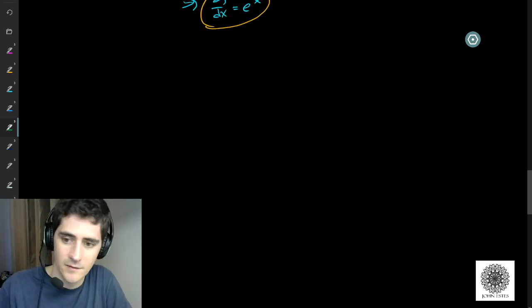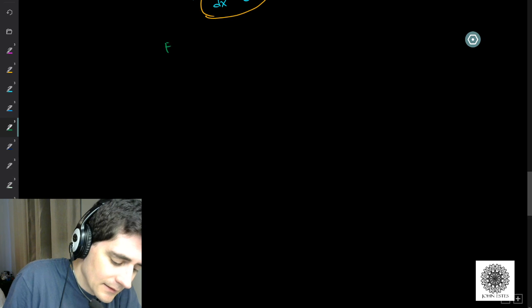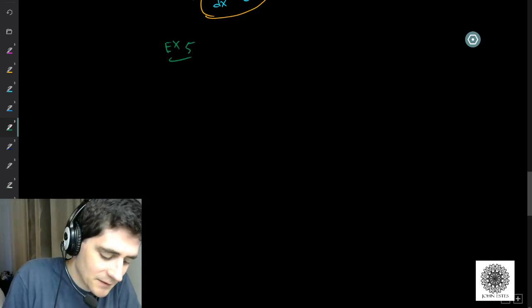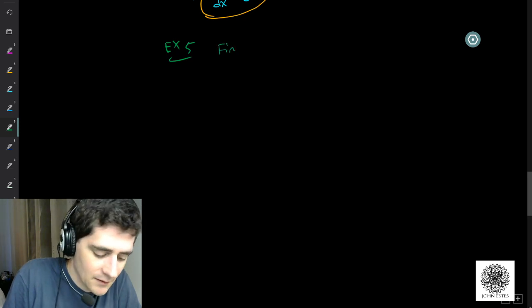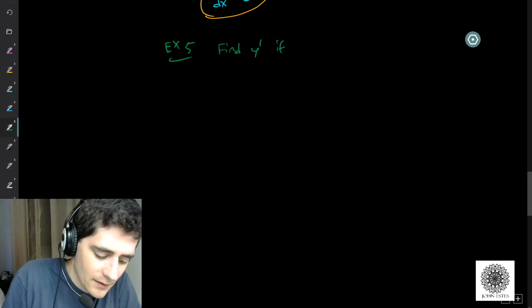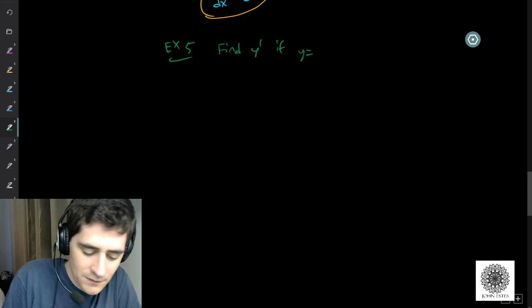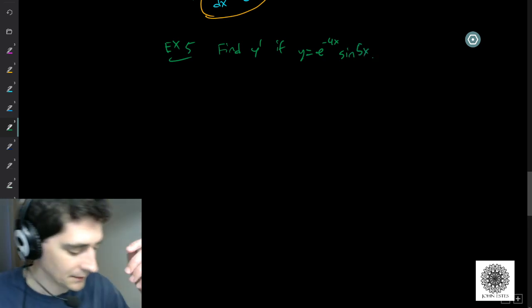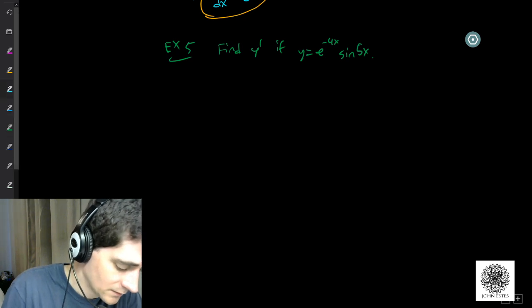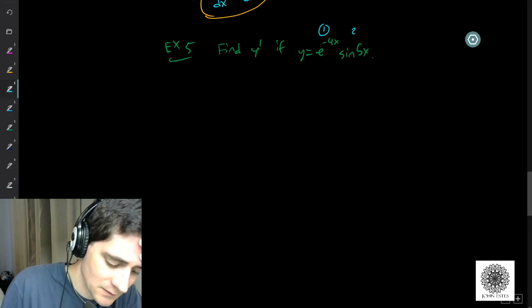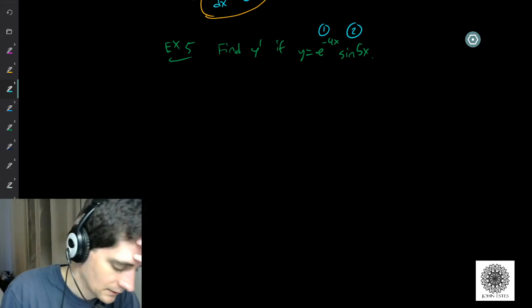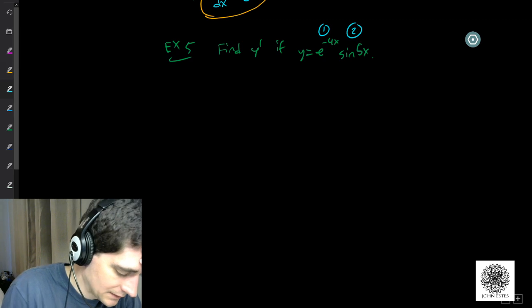Okay, so for example, let me pick a good example here. Let's do example 5 from the text. Find y prime if y equals e to the negative 4x sine 5x. Now I have a product of two functions here. That's a 1 and that's a 2. So when I take the derivative, I'm going to have to use product rule.